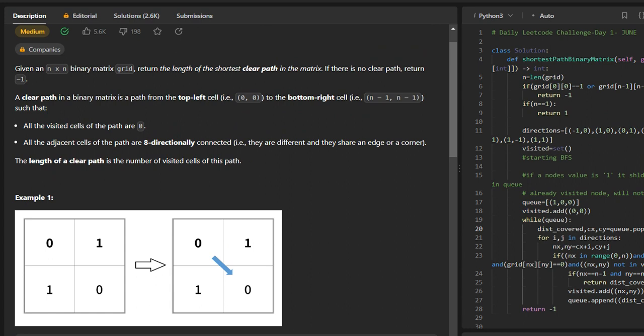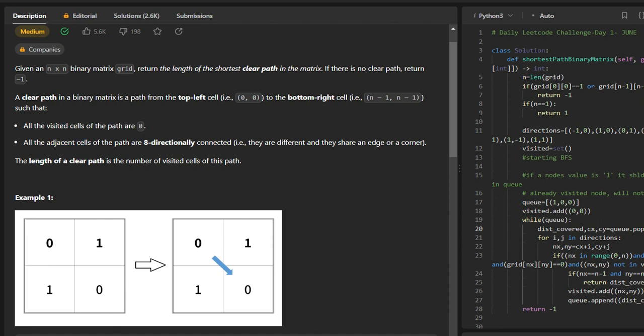We have to find the shortest path between the 0, 0 node and the n minus 1, n minus 1 node in the two-dimensional matrix, and our shortest path should only consider nodes which are numbered 0. That is the first point. The second point is that while finding the shortest path, we can consider 8 directionally connected paths. That means from one node you can go to its diagonal nodes as well as all the adjacent nodes. That is the basic idea, and here I have covered all the points in the question.